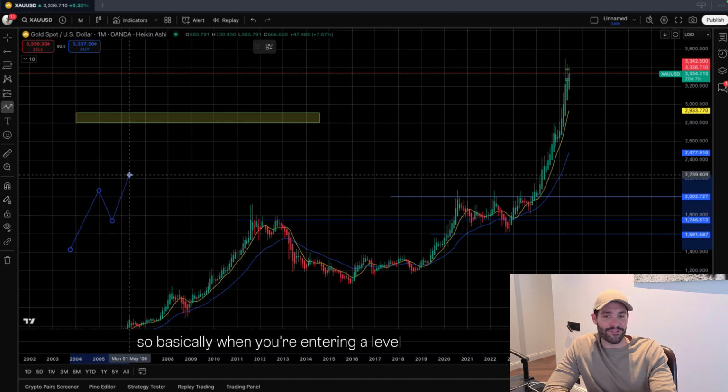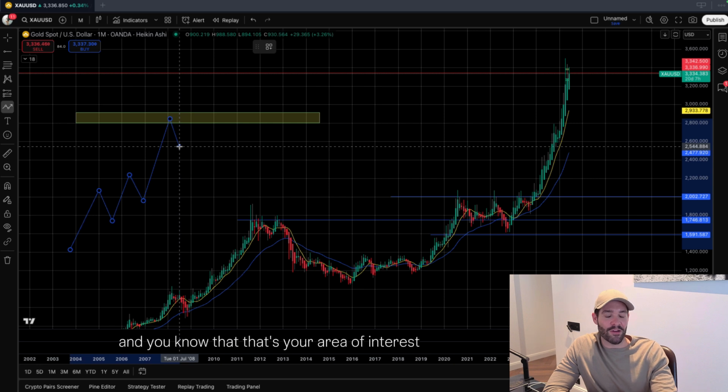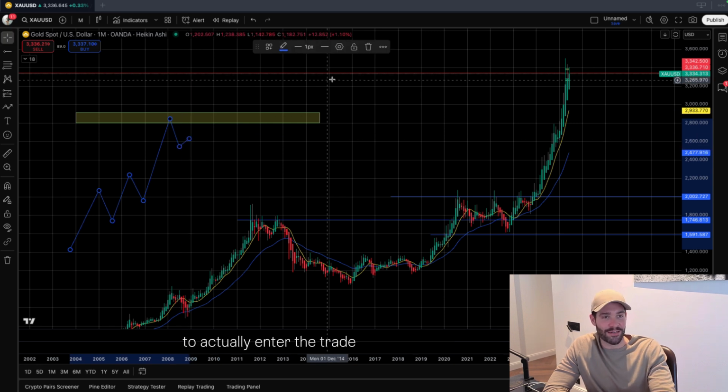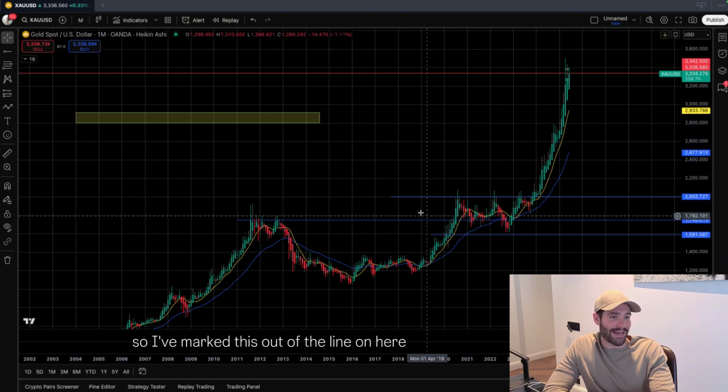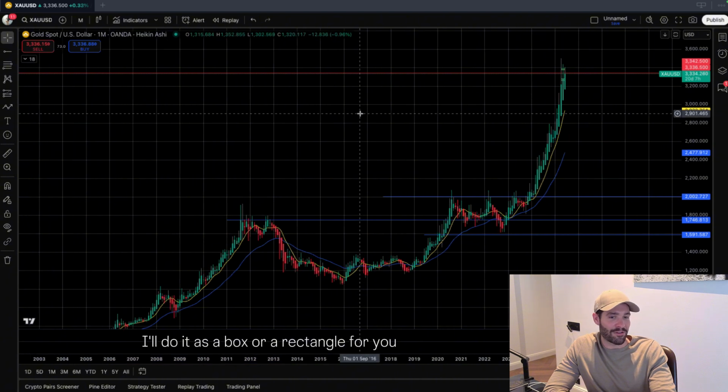So basically when you're entering a level, it doesn't have to touch the line completely, it can be somewhere in the middle, and you know that that's your area of interest. So that's where you're looking for your other confluences to actually enter the trade. So I've marked this out as a line on here, but in the future I'll do it as a box or a rectangle for you.